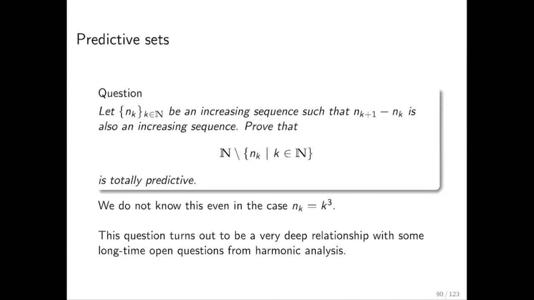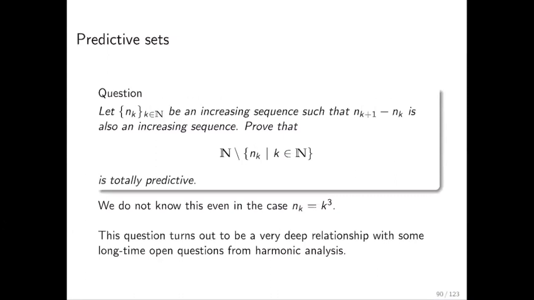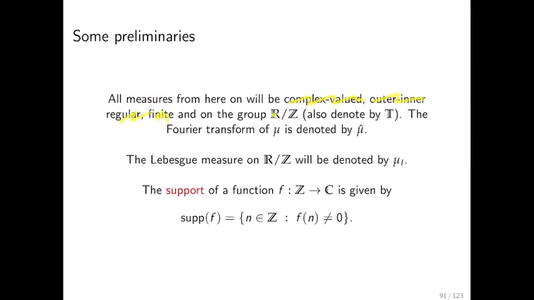So it will be enough for me to state what is the relationship. From here on, we'll switch gears and forget about predictions for a little bit. I'm not going to make the relationship very clear right now because it's complicated. So we are going to look at measures on the circle, which are complex valued, outer and inner regular, finite, on the group R mod Z. All nice things, except that now we'll be looking at complex valued measures. The Fourier transform will be denoted by mu hat. Lebesgue measure is mu sub L, and the support is defined as the places where the Fourier transform is non-zero.